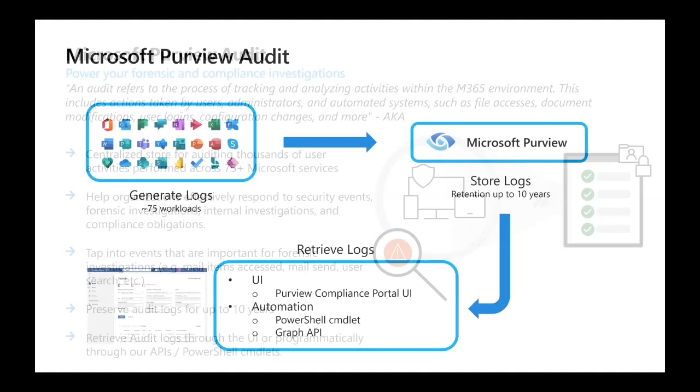There's also automation and programmatic access, which I spoke about earlier, which is supported through the PowerShell cmdlet, and now more recently also the Graph API, which became generally available a month ago. So just to summarize this slide, which is the mental model for auditing, the first pillar is generation of audit logs, and then you have retention up to 10 years. And then depending on your scenario or your requirement, you retrieve these audit logs.